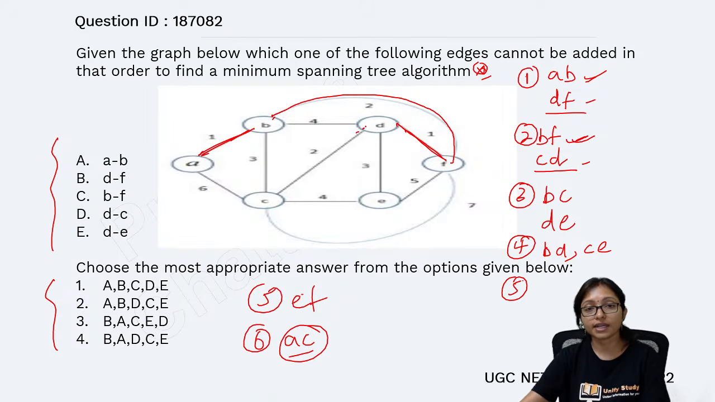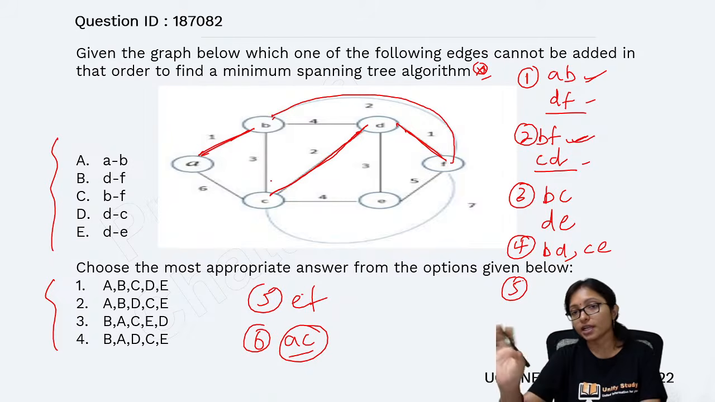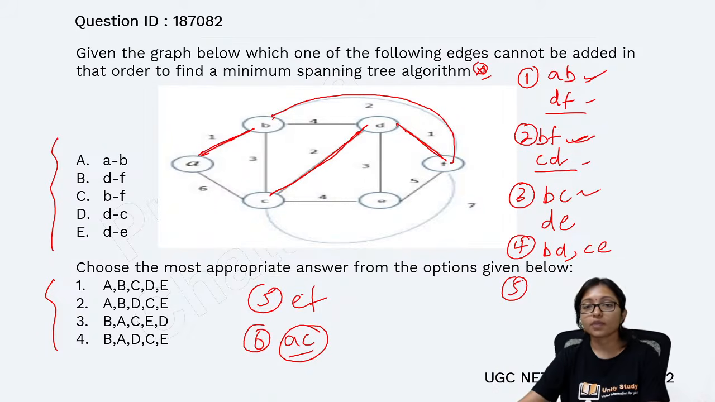This is not creating a cycle. I have to check, is it creating a cycle? Till now it is not creating a cycle. BC. Can I go for BC? BC I cannot go, because if I take BC, then it will create a cycle. That's why I cannot take BC. Can I take DE? I can take DE. It is not creating any cycle.